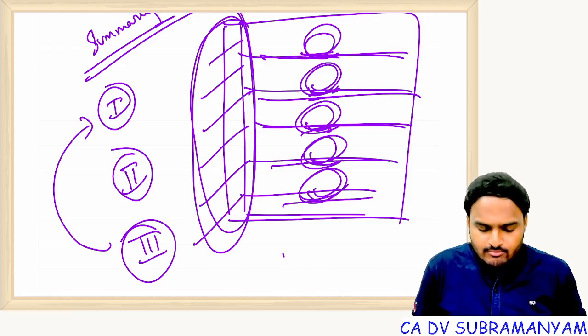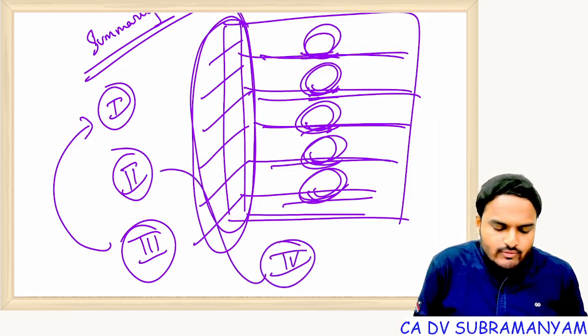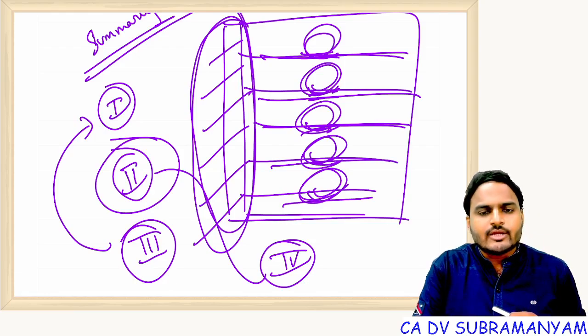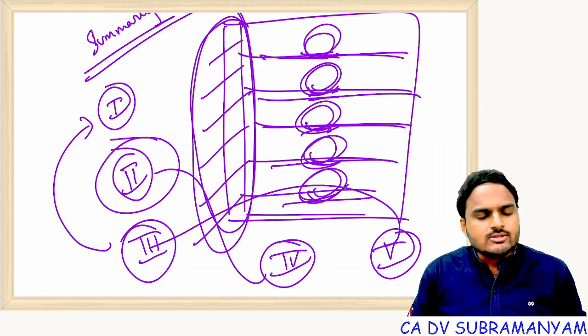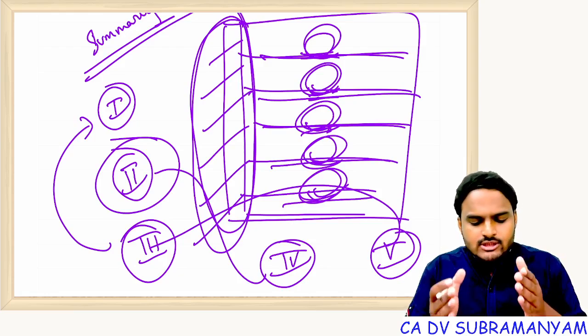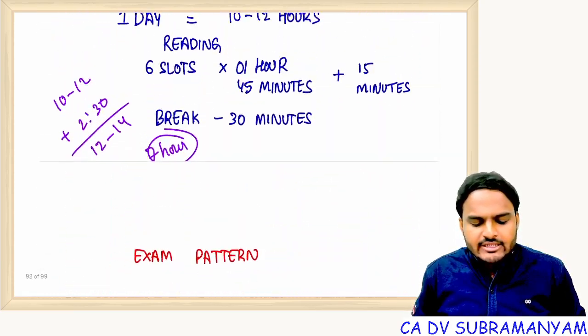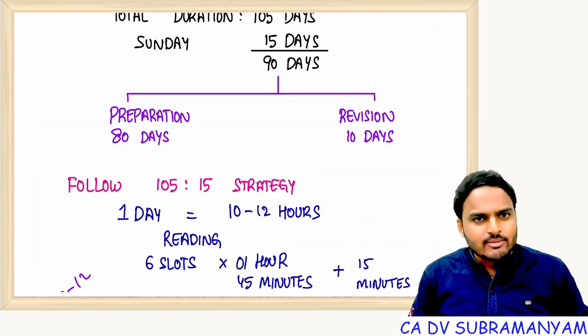Getting it? Before you start the fourth chapter, go through the summary of the second chapter. Before you start the fifth chapter, go through the summary of the third chapter. Like this, you can revise it 2 to 3 times during the preparation time of 80 days. Are you all getting my point, students?